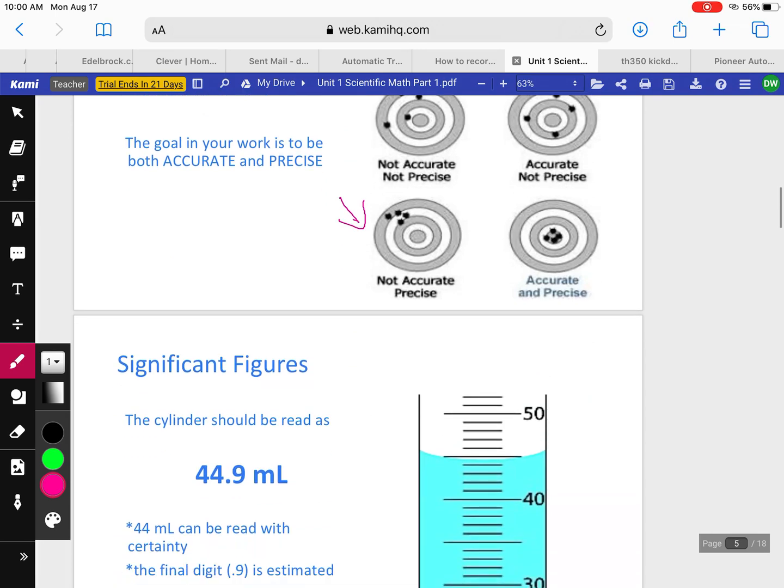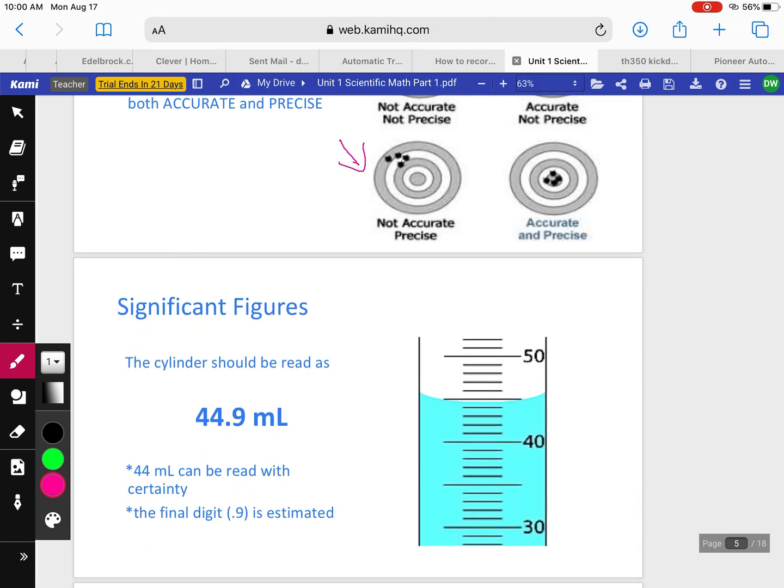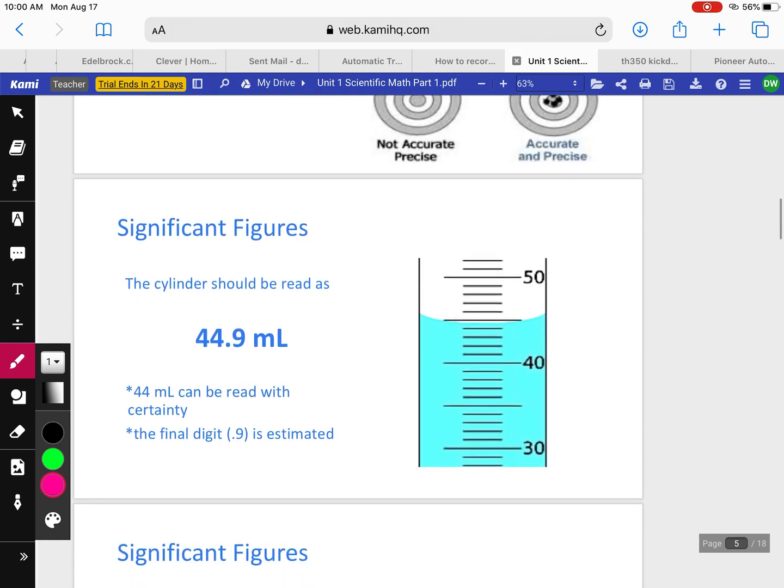Okay? So, how we show our precision is with significant figures. The more significant figures we have, the more precise the measurement is. So if we look at this graduated cylinder here, these lines are called graduations. And these lines can be closer together, and that makes them more precise. Now, if we were just glancing at this, we'd say, oh, that's 45 milliliters. But we can be more precise with this particular graduated cylinder.